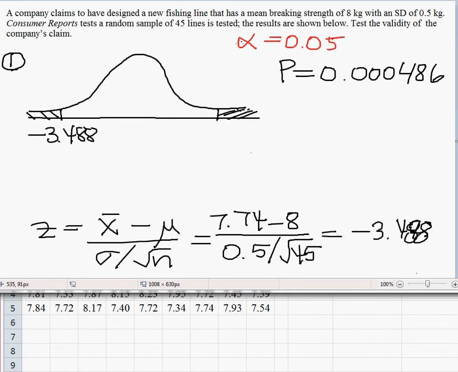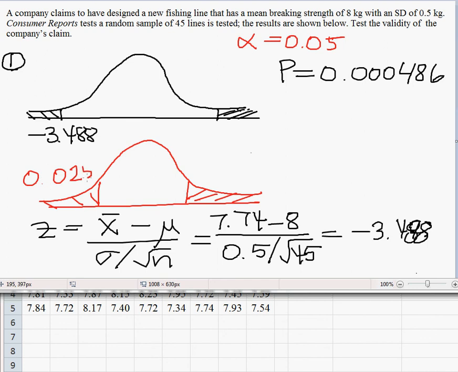The second way that this problem could be done, and I'll do that in red down here, is to figure out the critical values. And the critical values will be the values so that the total area that I'm about to shade, combining the left and the right, combines to be 5%, which means I need 2.5% on this side, and I also need 2.5% on this side.